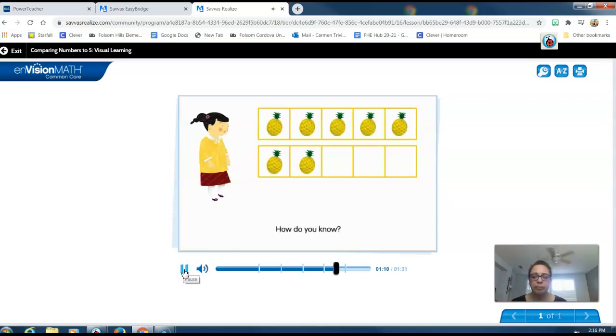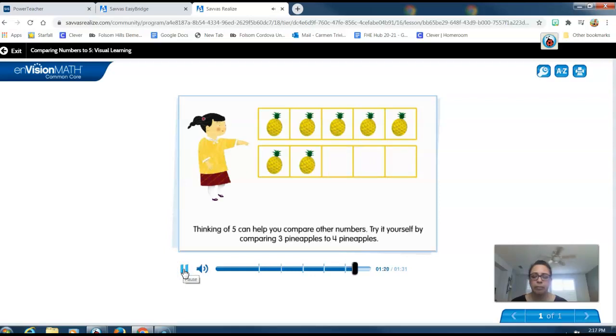How do you know? 2 is less than 5 because there are empty squares. Thinking of 5 can help you compare other numbers. Try it yourself by comparing 3 pineapples to 4 pineapples.